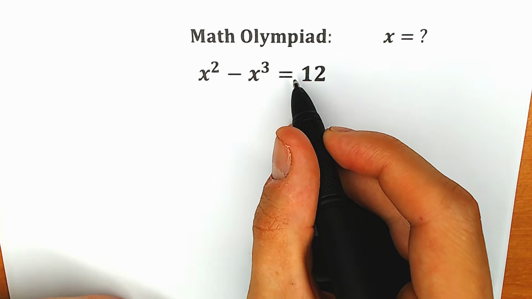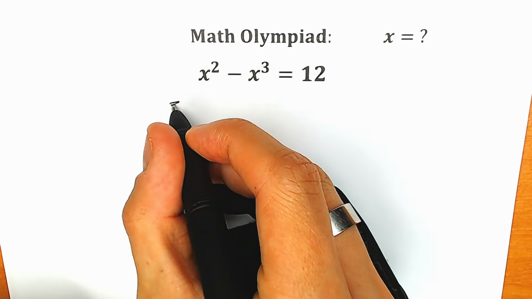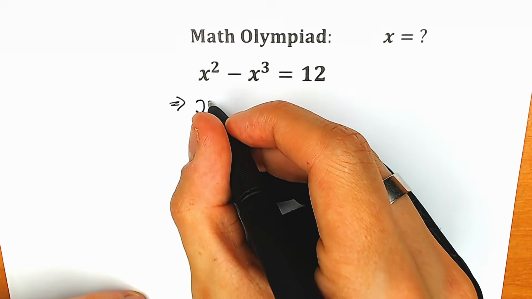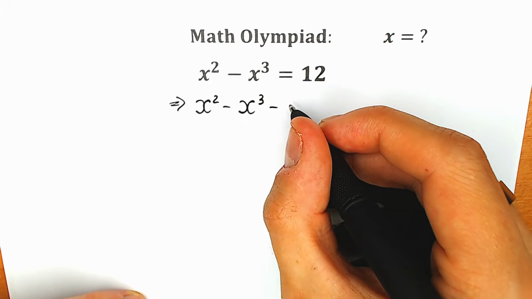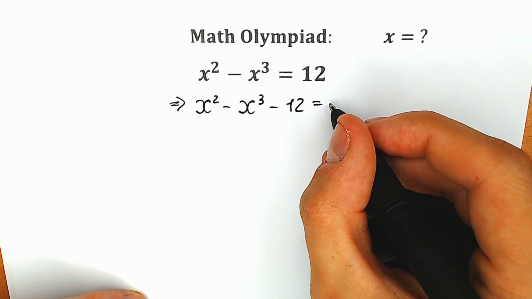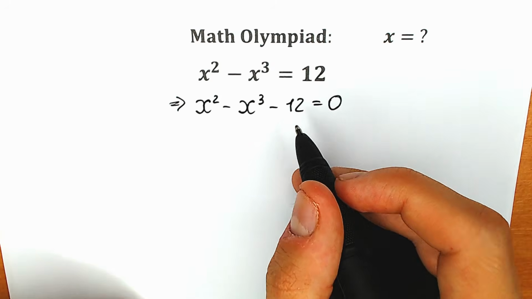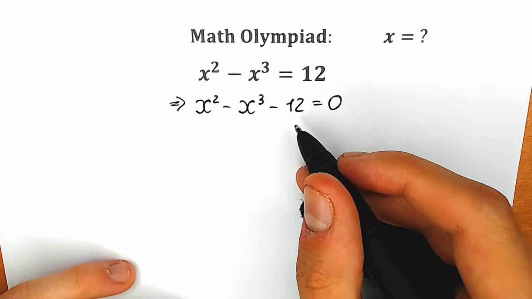So first of all, let's subtract 12 from both sides. As a result, what are we going to have? We're going to have on the left side x squared minus x cubed minus 12 is equal to 0. Okay, right now this 12 we can easily express in a lot of ways.